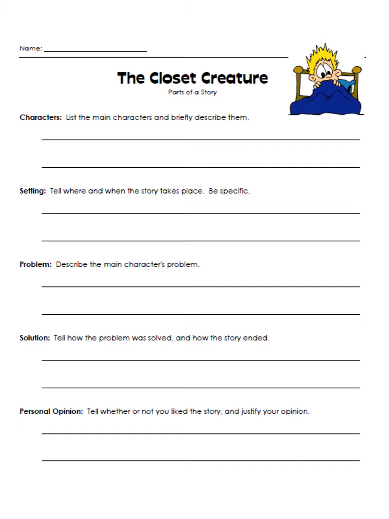Parts of a story. Characters. List the main characters and briefly describe them. Setting. Tell where and when the story takes place. Be specific. Problem. Describe the main character's problem. Solution. Tell how the problem was solved and how the story ended. And the last question, personal opinion. Tell whether or not you like the story and justify your opinion.